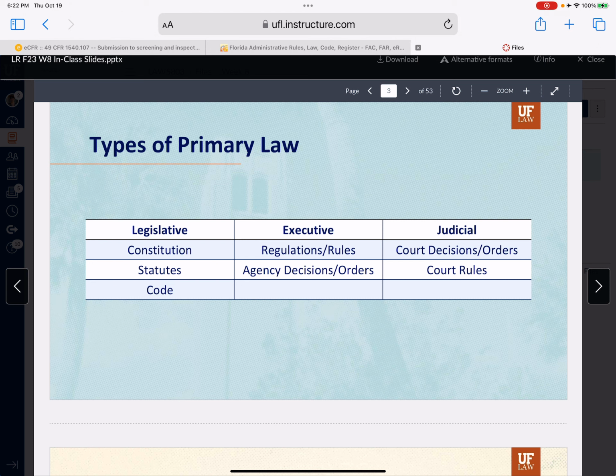So here we are. We know statutes come from the legislative branch, and we know court cases come from the judicial branch, and now we're finally talking about this middle executive branch, right? Regulations, also known as rules, and agency decisions or orders. And so agencies have two functions.